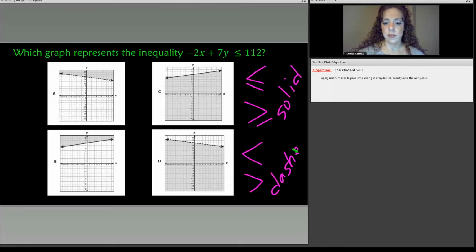Now, let's see if we can eliminate any answer choices. From our inequality symbol, we have less than or equal to. So from our notes here, we can see that our line is going to be solid. Looking at answer choice A, that is a dashed line, so we can automatically eliminate A. And answer choice D is also a dashed line, so we can eliminate this one as well.